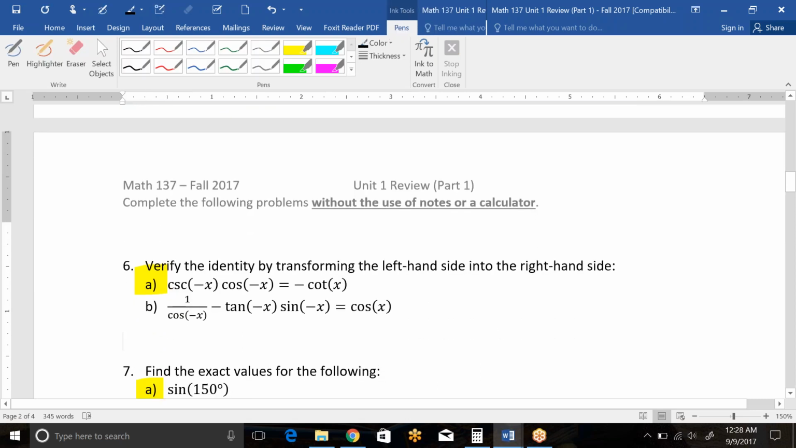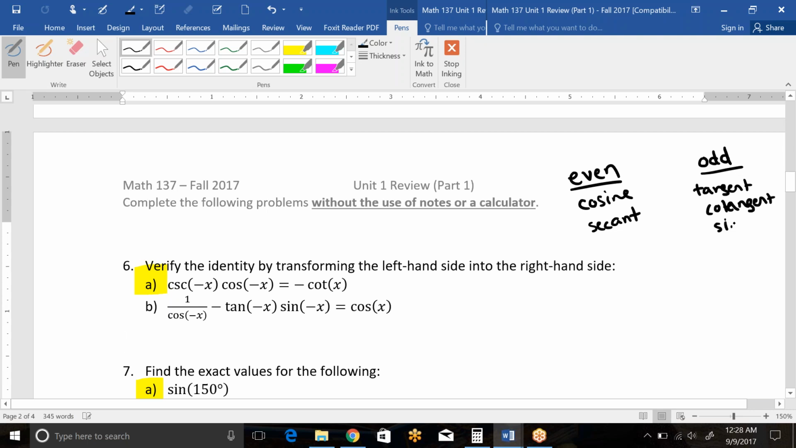Okay, for 6, we're verifying this identity. This had to do with the formulas for negatives, which we said that the only two even functions are cosine and secant, and that the odd functions were everything else. So tangent, cotangent, sine, and cosecant.